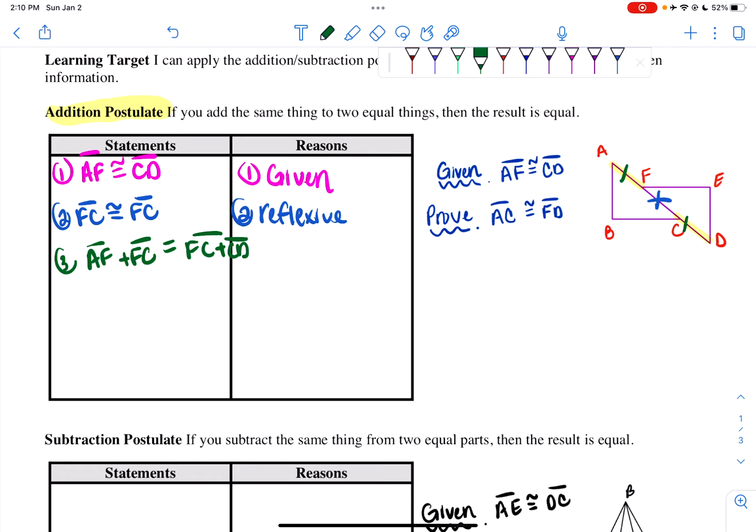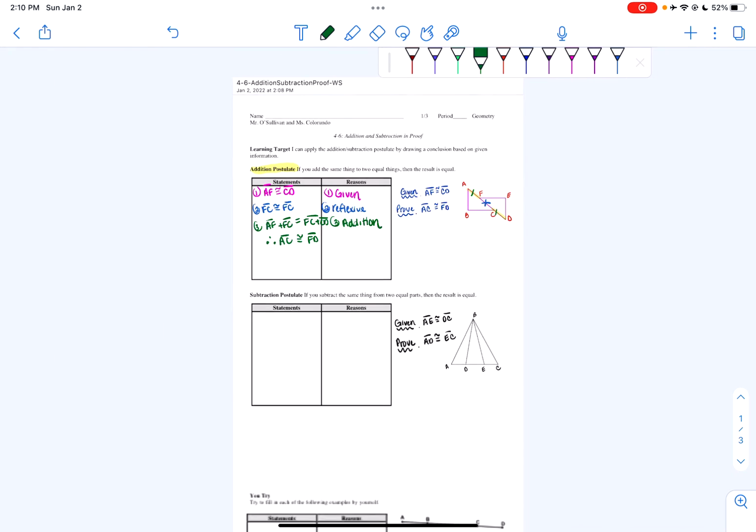Now, I can make this a little shorter. When I add AF and FC together, I get AC congruent to, and then I have FC and CD, so if I add those two together, I get my whole segment of FD. And this right here is the addition postulate. And that's how you do addition.